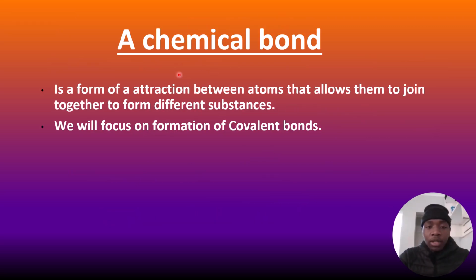Now, a chemical bond is just a form of attraction between two things. When two things have a bond, they have something that they are related to. So they have a relation between them, both of them. Today we're going to be focusing on the formation of a covalent bond specifically, which is a type of chemical bond.